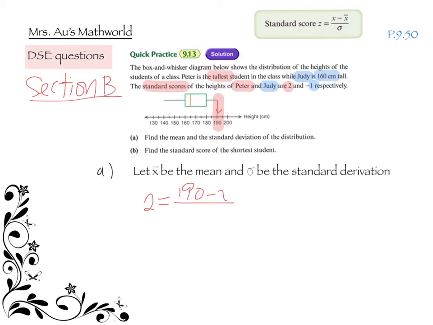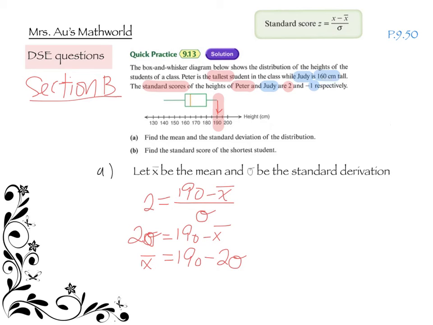Mean score we don't know, divided by the standard deviation. And then to solve the equation quickly, usually we will multiply it first. This is 2 times sigma, okay? So you see x bar equals 190 minus 2 times SD, 2SD. So this is part 1.